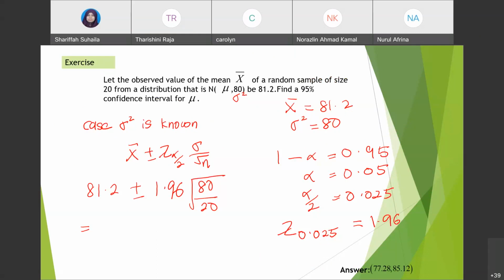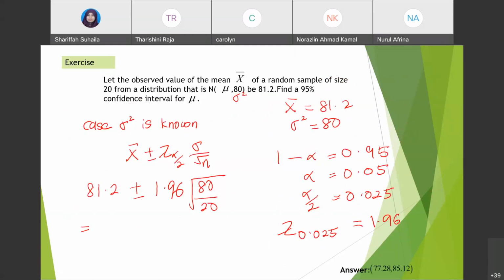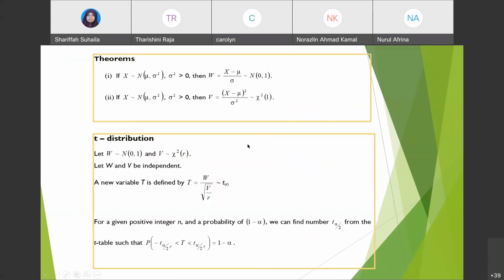Okay. We look at the second case. Later when you finish, give the final answer. Okay, double check with my answer here. Okay, you have 77.28. The other one, your upper limit is 85.12. Okay, second case. Okay, before we proceed with the T distribution, okay.